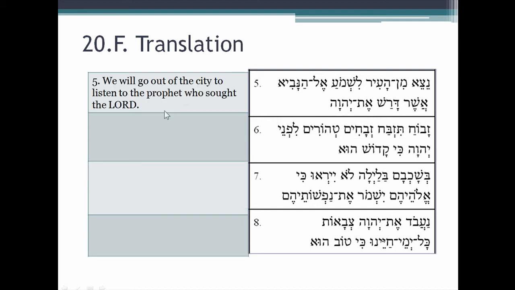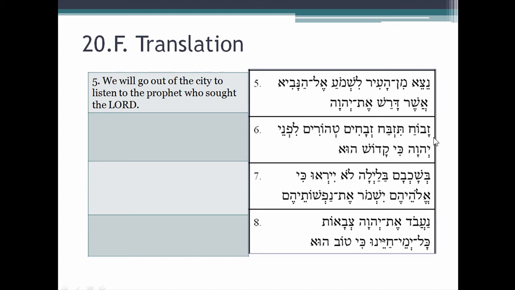So we will go out of the city to listen to the prophet who sought the Lord. Number 6: Zavoach tizbach zevakim tehorim lifnei Adonai ki kadosh hu.